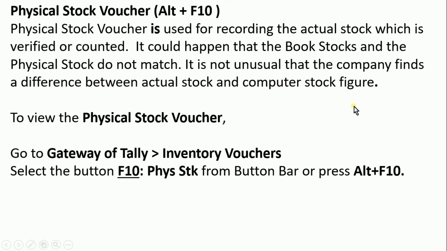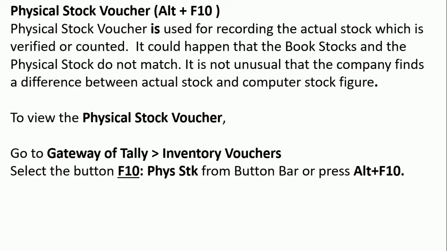Sometimes what happens? In the godown there may be a smaller number of stocks, but in the books there may be a larger number of stocks, and that can be verified and re-entered by using this physical stock voucher. And even this one is in inventory voucher. Go to Gateway of Tally, inventory voucher, and select the button Alt F10 physical stock. From the button bar you can even press the physical stock button.